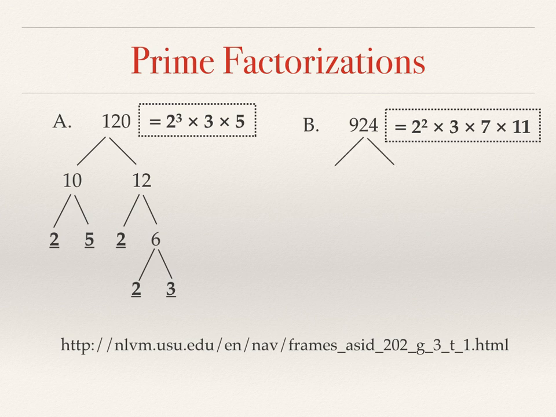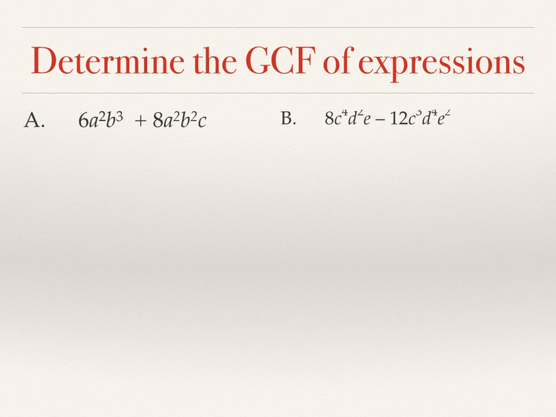924. This number is divisible by 4 because the last two digits form a multiple of 4. 4 is 2 times 2. 231 is divisible by 3 because the sum of the digits is a multiple of 3. 77 is 7 times 11, and we can write 924 as 2 times 2 times 3 times 7 times 11.